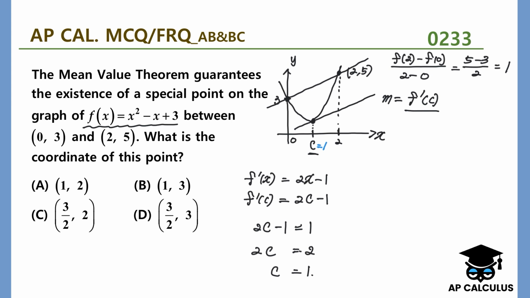And when x is equal to 1, what is the y value right here? When x is equal to 1, y value, the function value, is equal to 1 squared minus 1 plus 3. So it is equal to 3. So the coordinate of this point is 1, 3. So the answer has to be B.